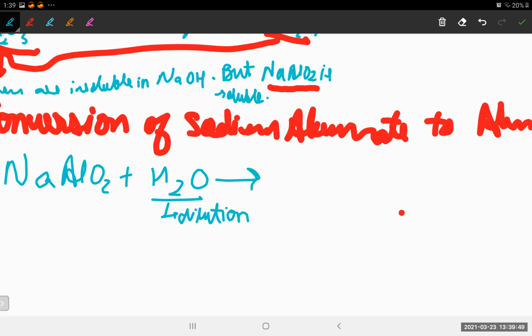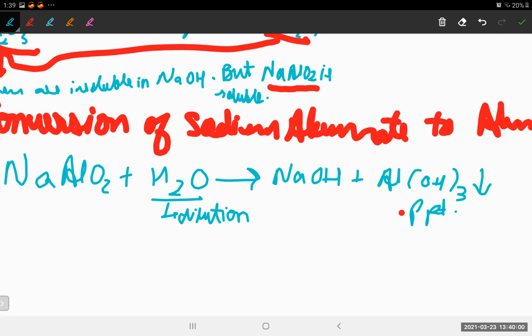Okay, and what happens? NaOH plus Al(OH)3 is there as a precipitate. So we have got the thing we wanted, yes or no? We wanted to convert sodium aluminate to aluminium hydroxide. We have converted it, yes or no? Now can you see everybody? Yes, we are successful in the process.